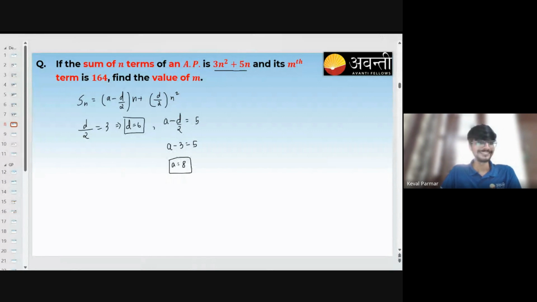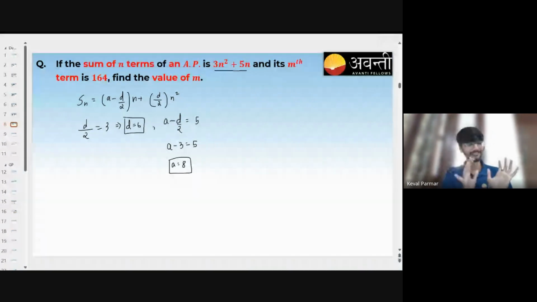Got it? See, I was telling you, in AP they will always first give you something to find a and d. And once we get a and d, we can find anything. So that's what I'm saying again, right.